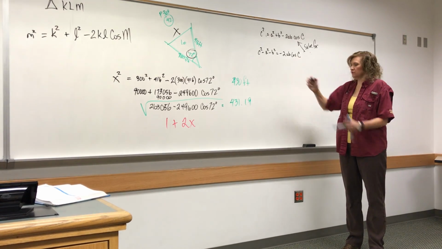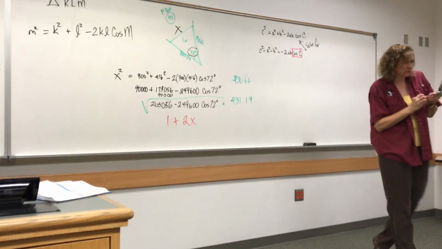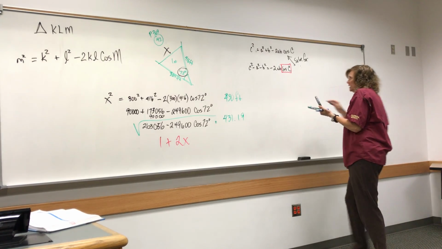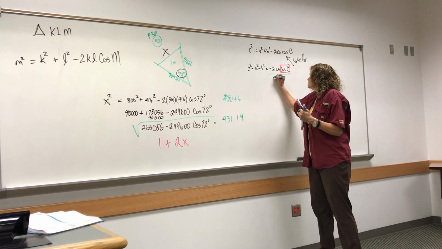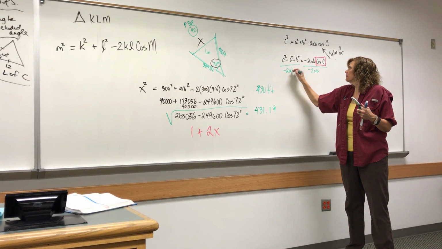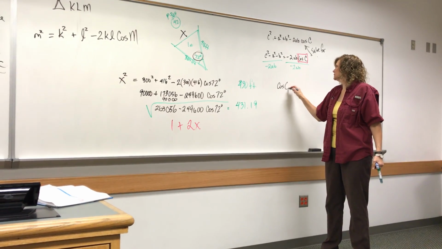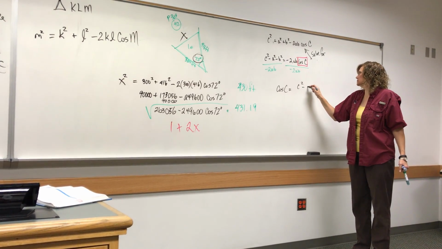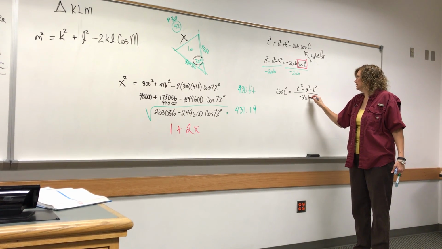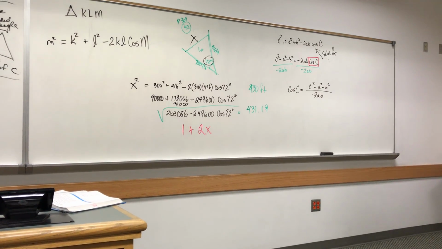I'm still solving for cosine c. I've got this minus 2ab right in front of it, which means to get rid of it, I gotta divide, because it's multiplying right now. Divide by negative 2ab. So I'm just gonna flip-flop sides. Cosine of c is equal to c squared minus a squared minus b squared over negative 2ab. How much do you love all those minus signs? I know, it's your favorite thing in the world.